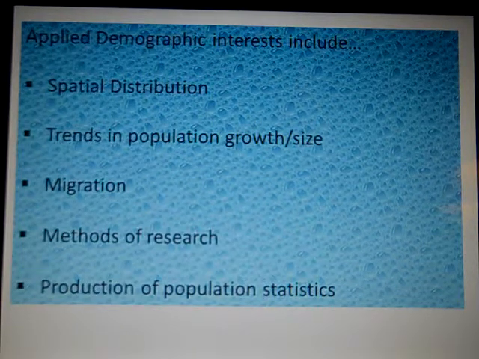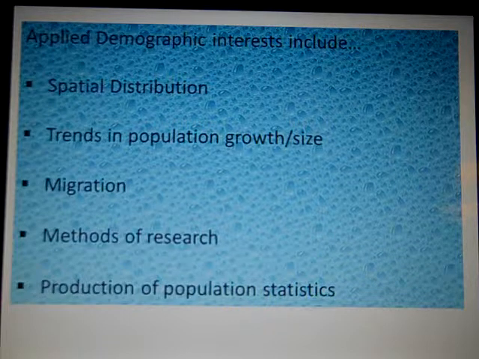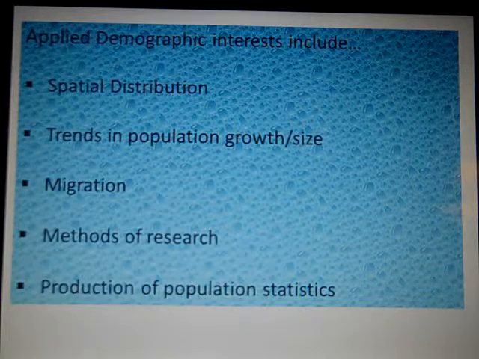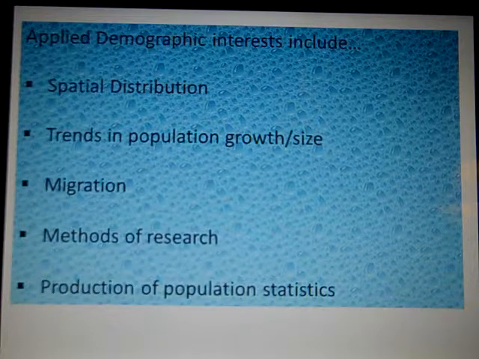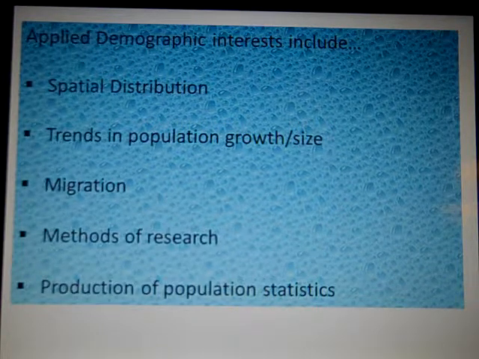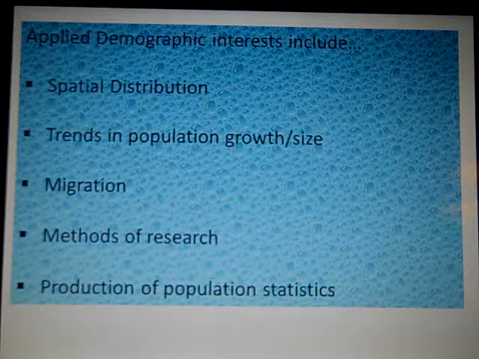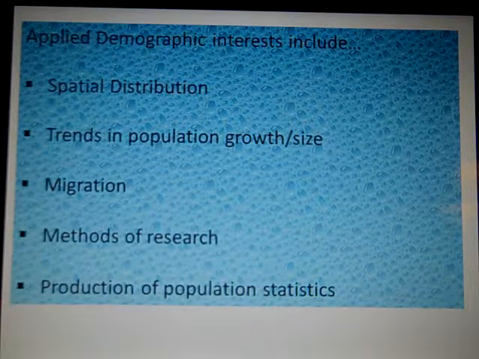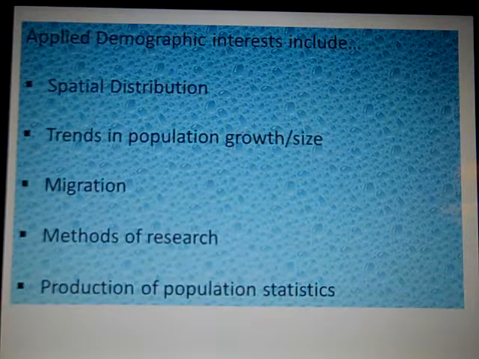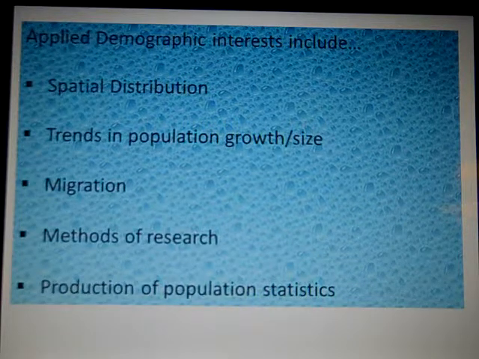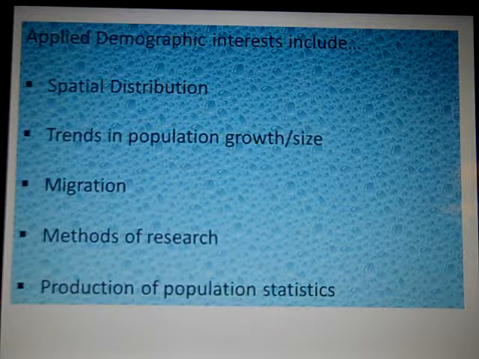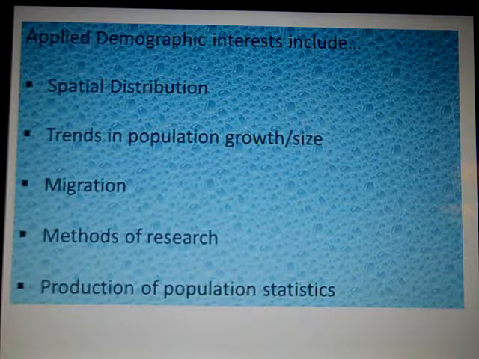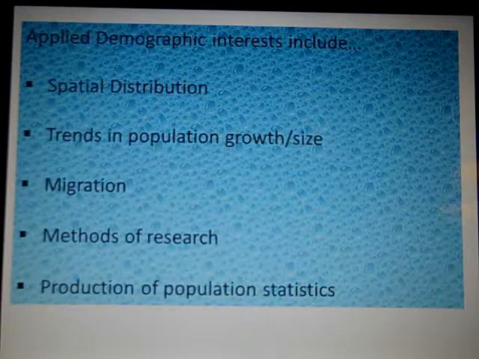Now, applied demographic interests include spatial distribution. We talked about this in class. Where people are located in physical space and why. Why is it that you have cities that are more densely populated with more people in them, as opposed to rural areas where people are more spread out? Talk about that. Why is it that, like in West Virginia, people are more spread out, even in cities like Charleston, than you would find in other cities like Columbus or Chicago or New York?